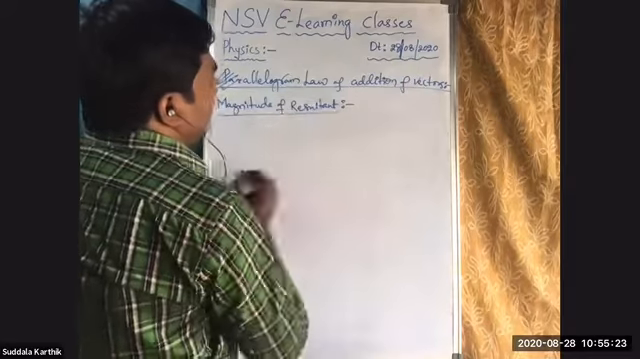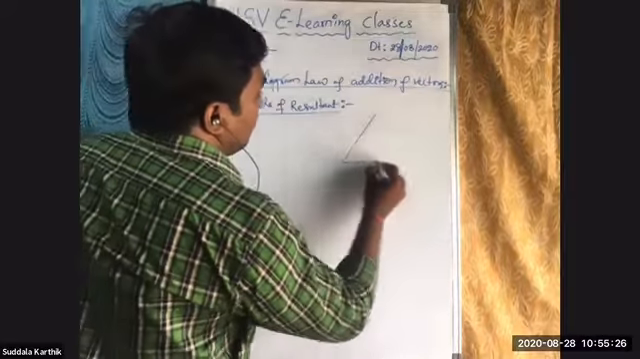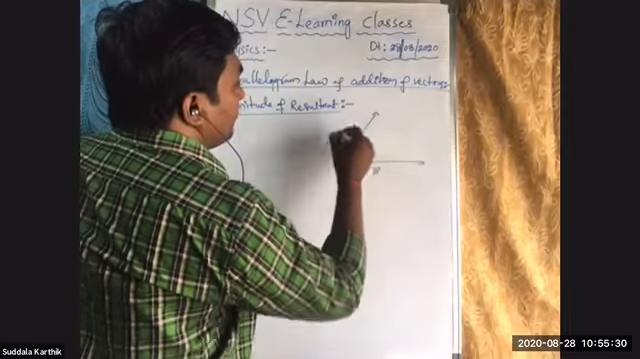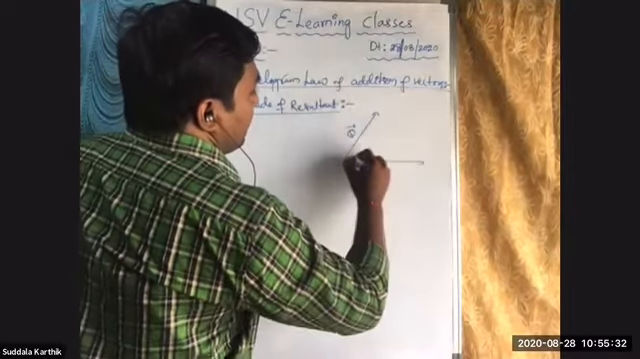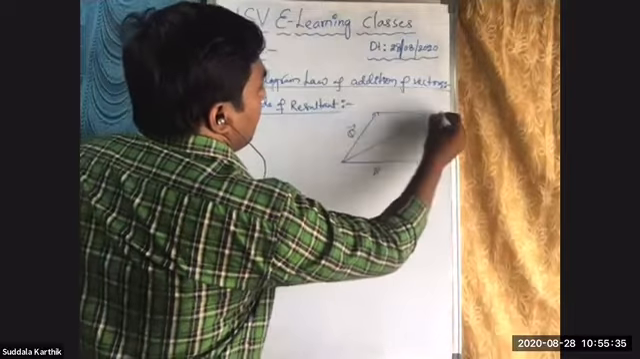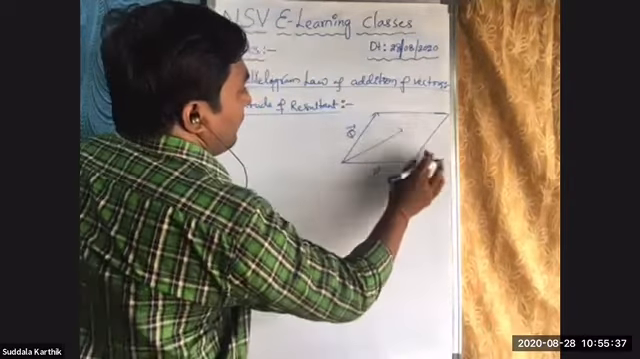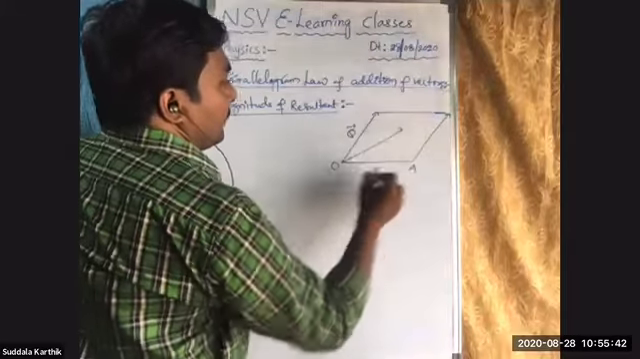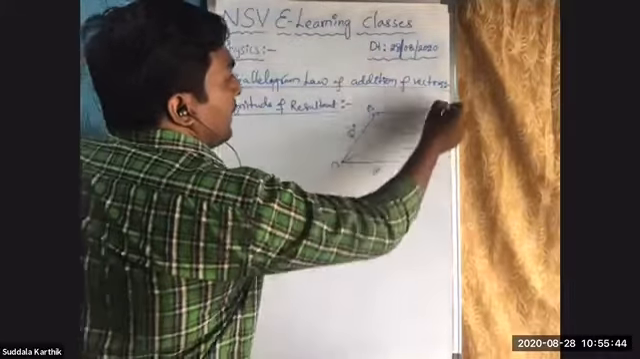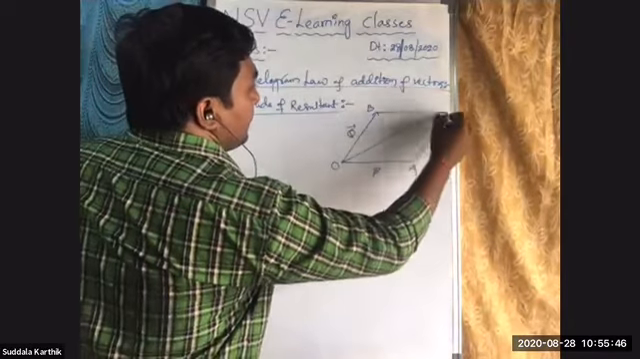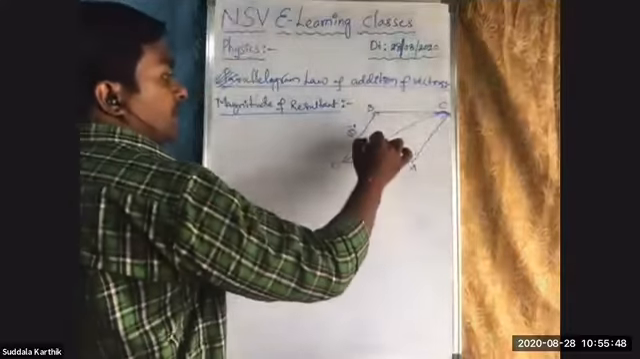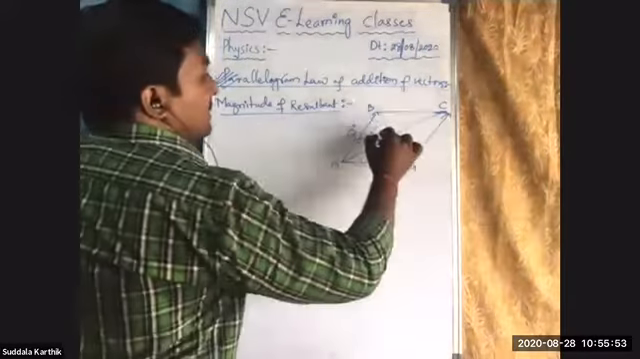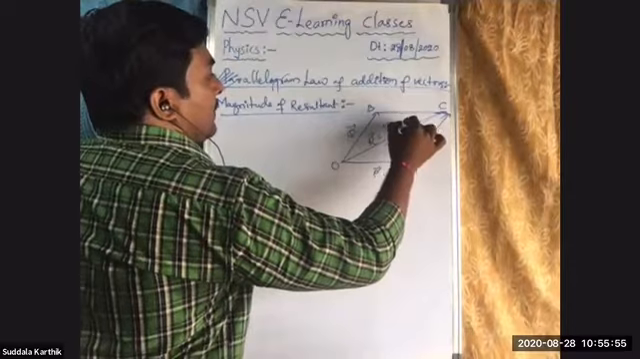Magnitude of resultant. This is a vector, two vectors, vector P bar, vector Q bar, and the resultant of these two, like this. And already one parallelogram is there. This is O, first vector OA, second vector OB, and resultant of these two will be OC. So that's why I am taking the resultant vector as R bar. R bar is nothing but P bar plus Q bar.